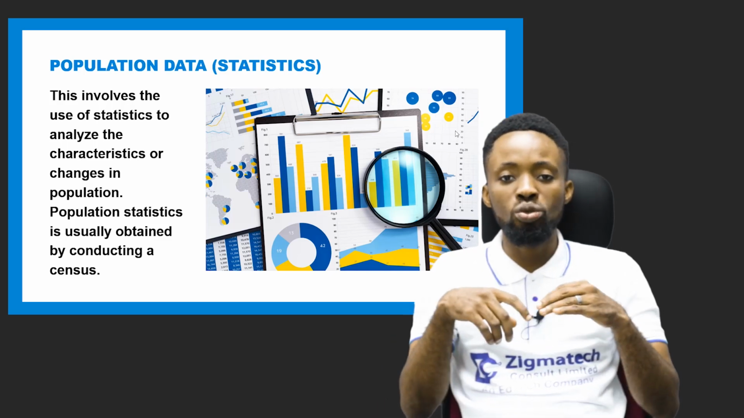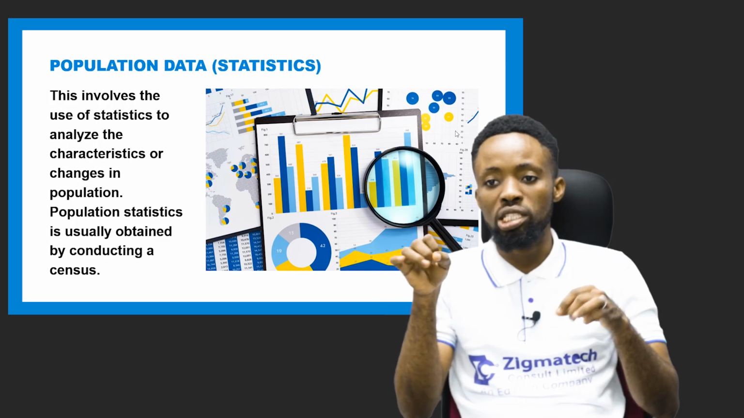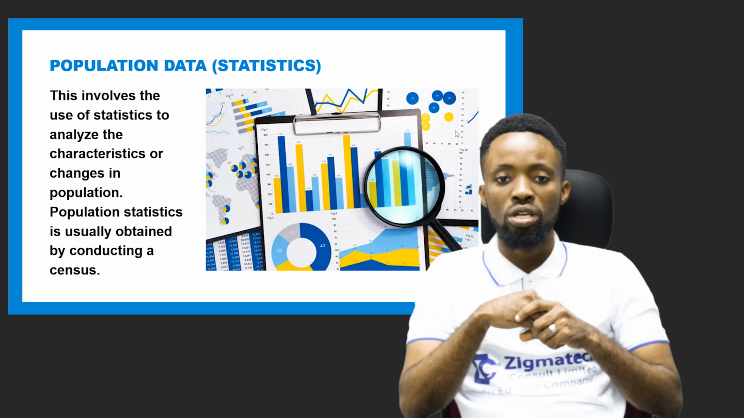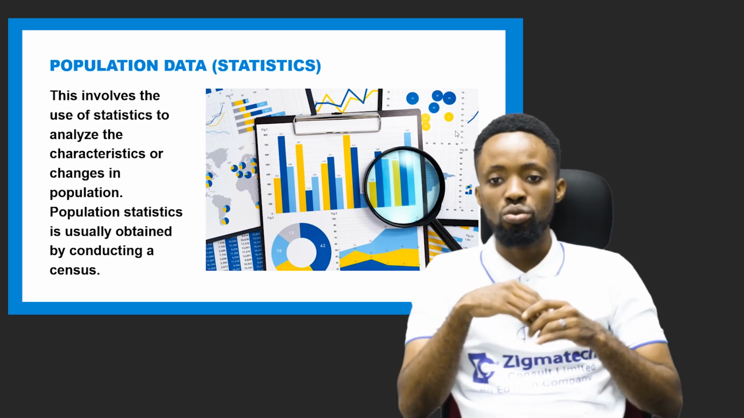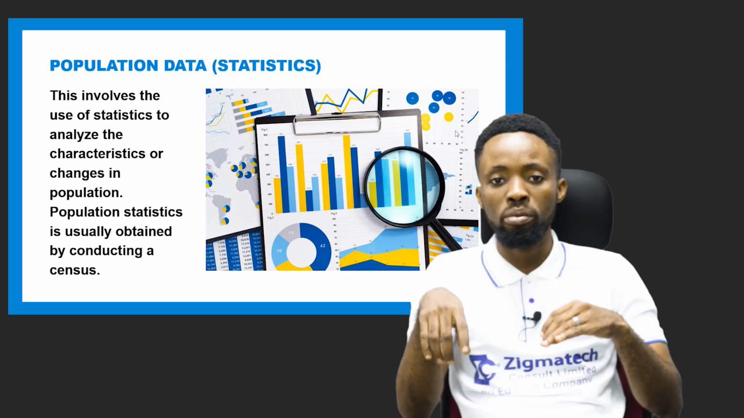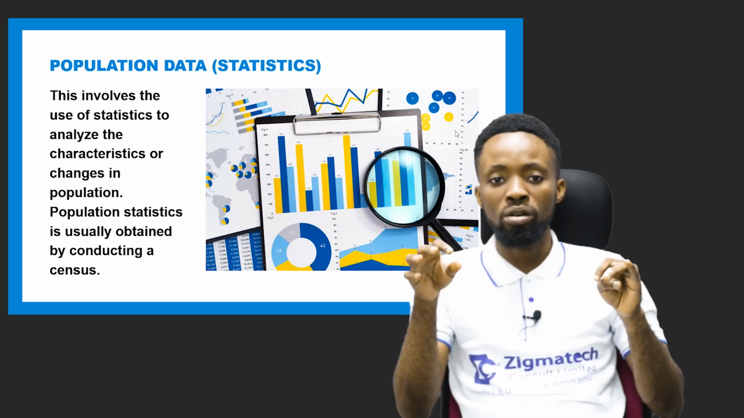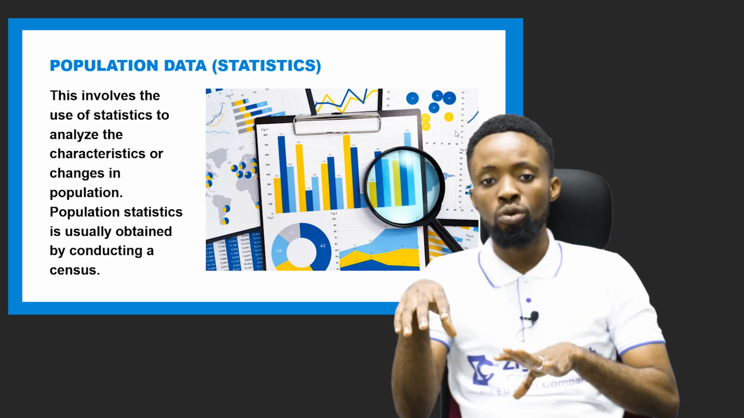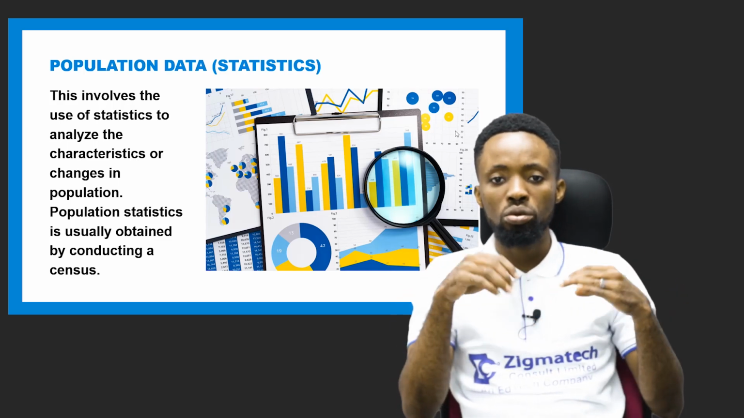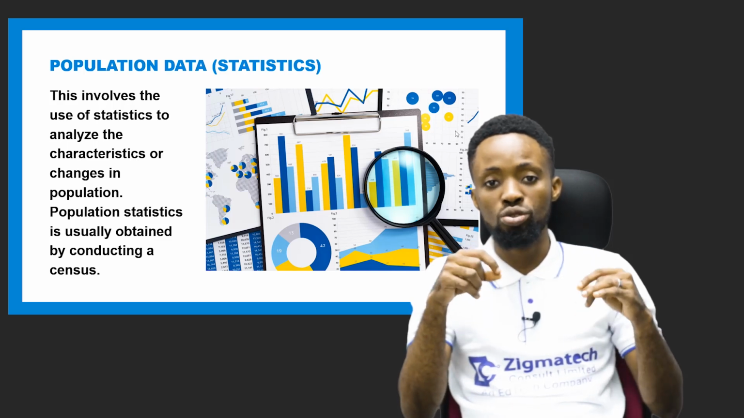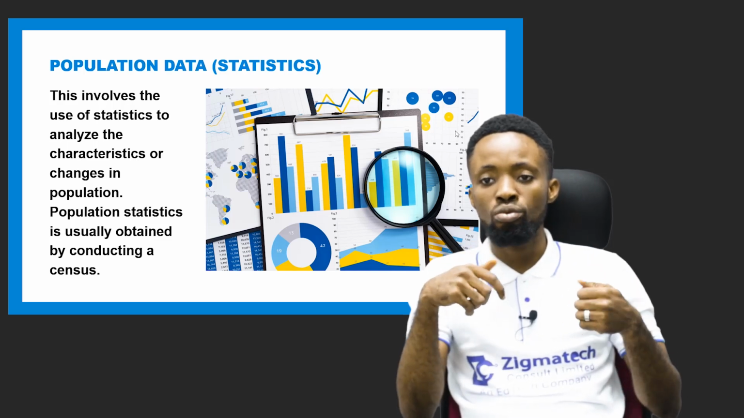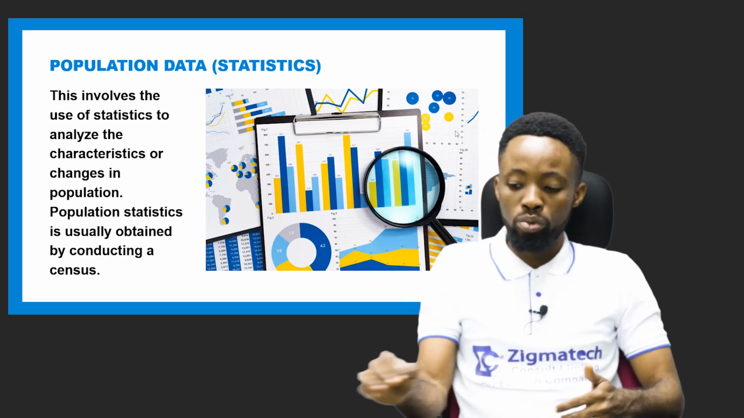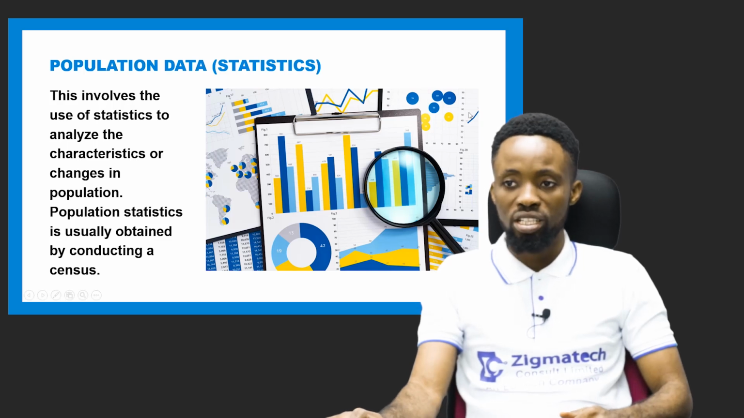And one good way to get population data or population statistics is by carrying out what we call a population census. So we need to carry out population census to know the number of men, the number of women, the number of children, the number of old adults and young adults, and number of people working and number of people not working. This population census will help us to get all of this data, and when we get this data, we can easily study the outcome of the population of that place.